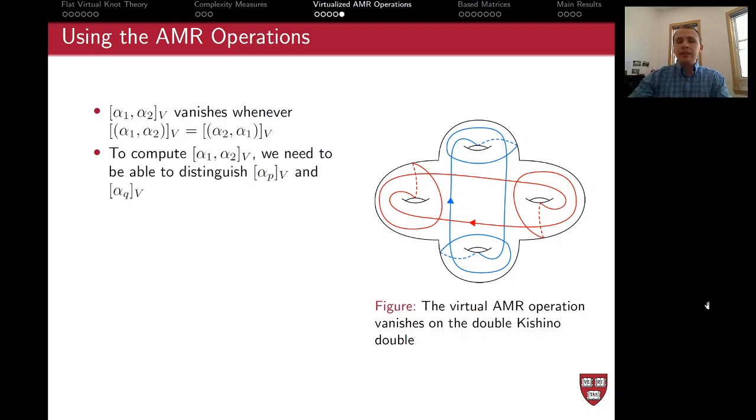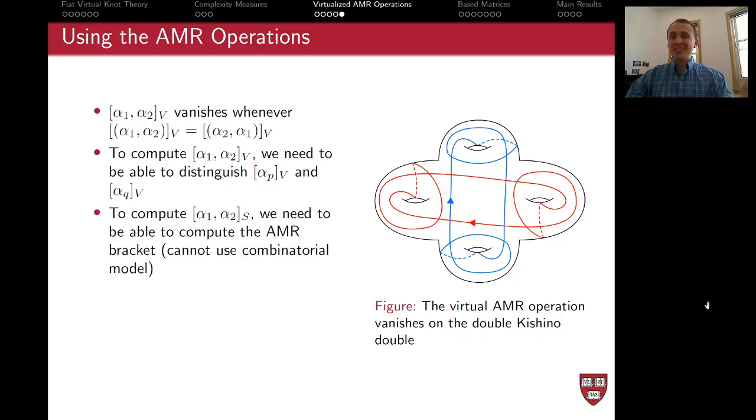And even in other cases, if we want to compute this operation, then what we need to be able to do is distinguish between virtual homotopy classes of wedges of curves on surfaces. So we're trying to distinguish singular flat virtual links. And there's not a lot of invariants out there for doing that, but we're going to talk about one momentarily.